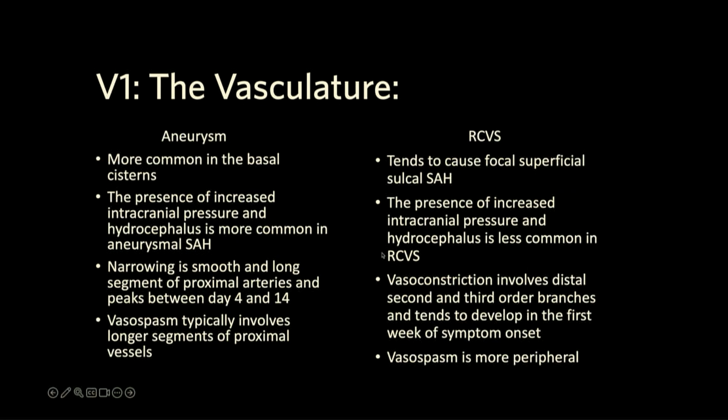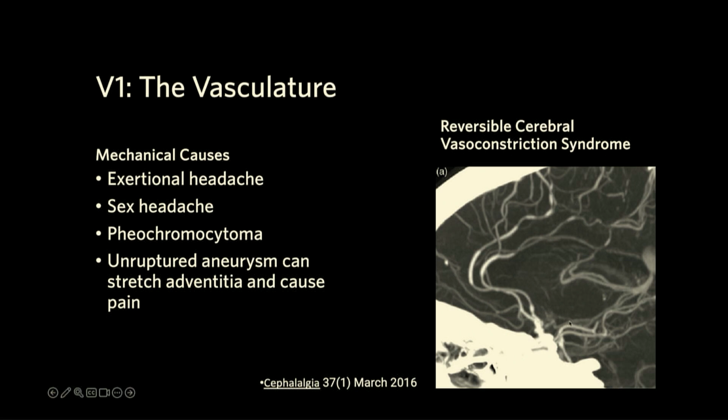So this is, I hope you have these in your notes, but aneurysm versus RCVS, subarachnoid hemorrhage is more common in the basal cisterns. The presence of increased intracranial pressure and hydrocephalus is more common here. This is narrowing a smooth and long segment, and it typically involves the proximal vessels. This is very different than RCVS because the vasospasm is more peripheral, and there tend to be areas of dilation and stenosis rather than smooth tapering. And this is an example of that, where you see distal vessels, there's narrowing, there's segmental tapering of that distal vasculature in RCVS. They can have exertional headaches, sex headaches, all these are causes of RCVS, okay?